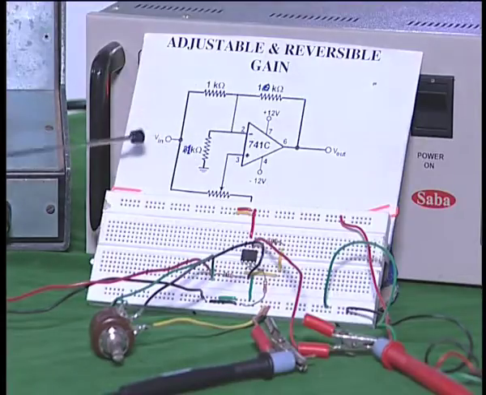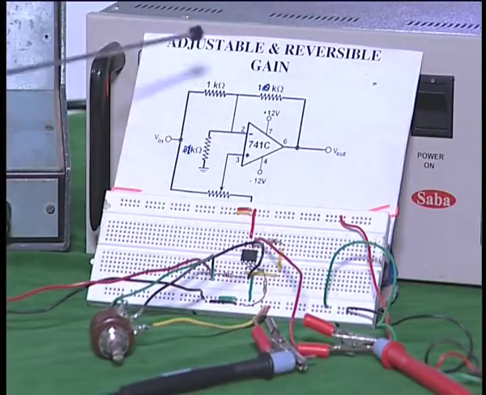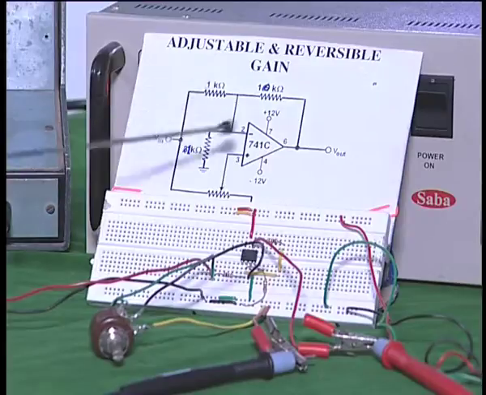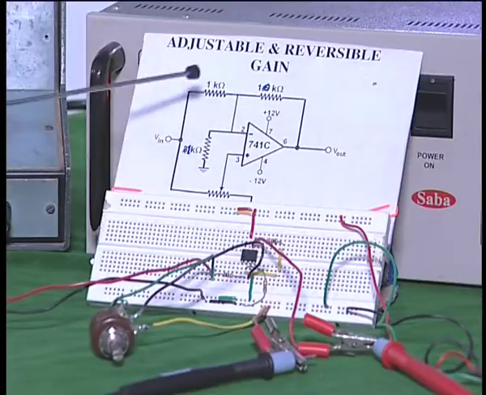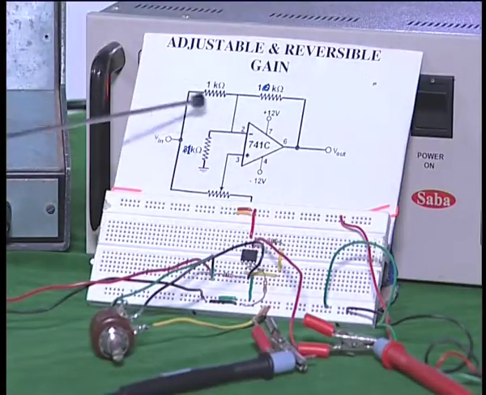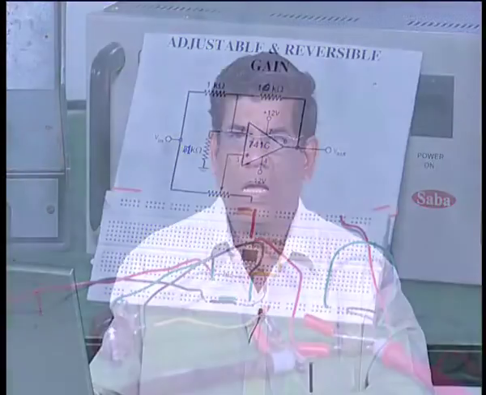When the input voltage is very low, you should increase the gain, and when the voltage at the input becomes larger, you should reduce the gain. So, in several applications you would find the variable gain amplifier very useful, and you can make use of this configuration for achieving such a variable gain amplifier. Now, we have seen the adjustable and reversible gain amplifier.